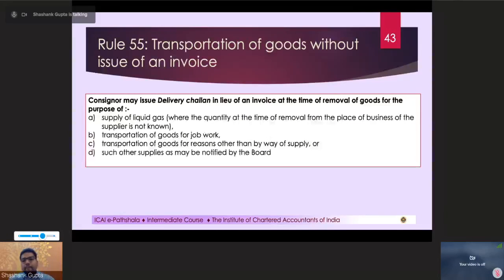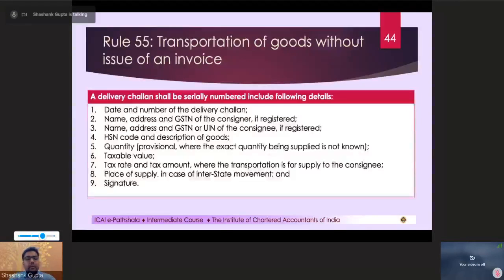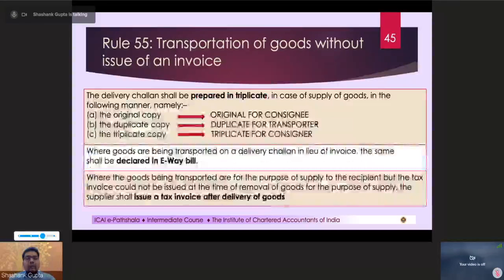So basically, three places where a delivery challan becomes relevant are: transportation of goods other than by way of supply, transportation of goods for job work, and supply of liquid gas. Details to be mentioned in a delivery challan are as follows. They are all self-explanatory. How many copies of the delivery challan are required to be issued?